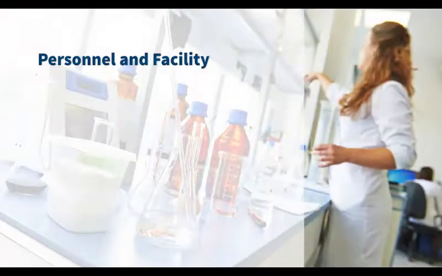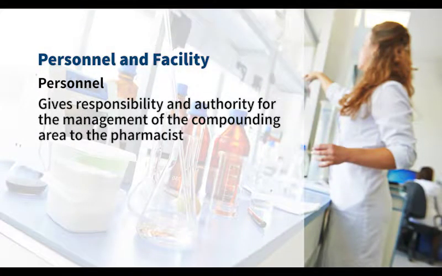Because the FDA can't always be in a position to have the oversight over this, but they can look at what the USP standards are and determine whether or not they've been met. The products then all have to be dispensed by a prescription. So what about the personnel? The standard gives the responsibility and the authority of the management in the compounding area to the pharmacist. You're going to have this information in Chapter 795.